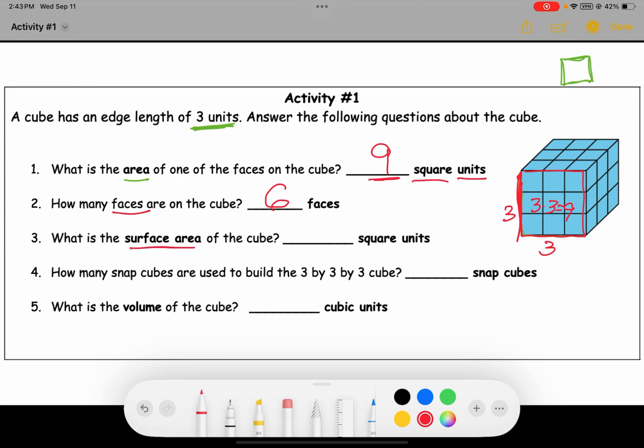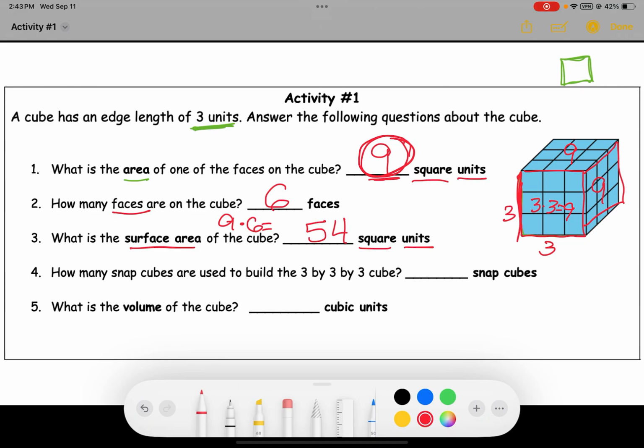So what is the surface area of the cube? We're just going to take the area of one face, 9, and multiply it by 6, because all 6 of the faces have an area of 9, even though we can only see 3. 9 times 6 is 54, so the surface area is 54 square units. So that is the surface area of a cube. You can find it very quickly: find the area of one face, and then multiply it by 6.